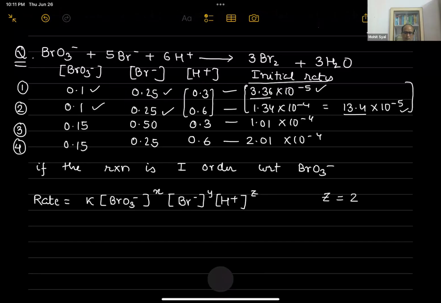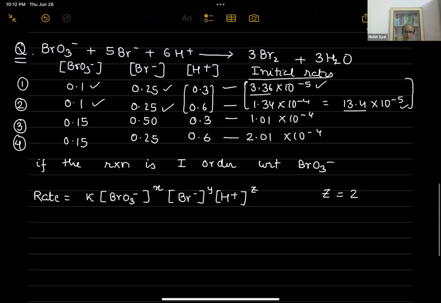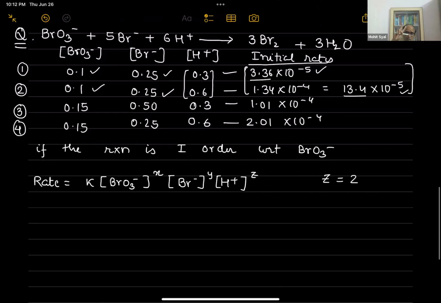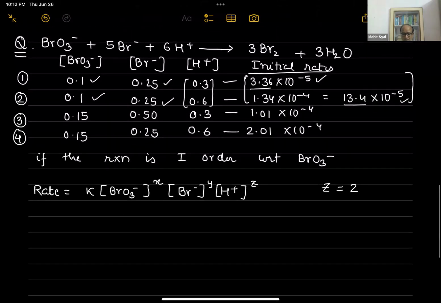Yes, sir. If it is a first order reaction, or first order with respect to a reactant, if you double the concentration, the rate will also get doubled. Similarly, if you have second order with respect to a reactant, if you double the concentration, the rate will become 4 times. And if you have third order with respect to a particular reactant, if you double the concentration, the rate will become 2 to the power 3 times. Order is the power. The rate will become 8 times. So orally I found out Z equal to 2.